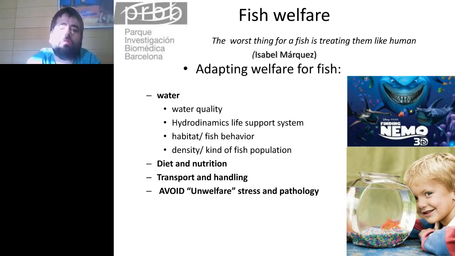Also, the tank will have great importance, because it will allow the fish to have their normal behavior. It will also hold more than one fish, so we can set different kinds of densities or populations. We should also take care about the diet and the food that we are going to give to our animals and the way that we are going to handle them. Of course, we should avoid all items related with unwelfare, so we have to know which kind of things are making our fish stressed.